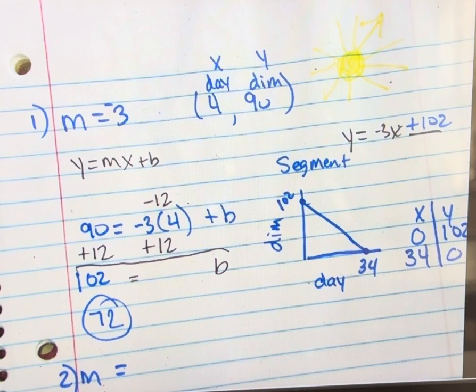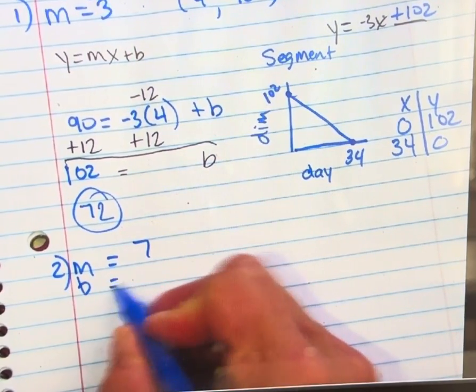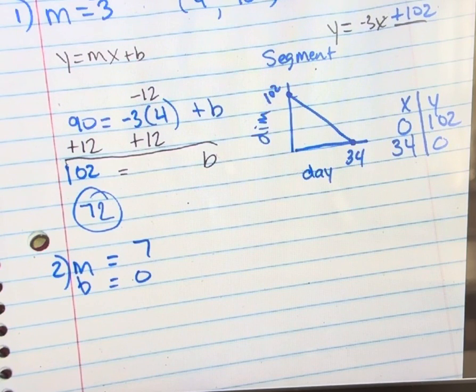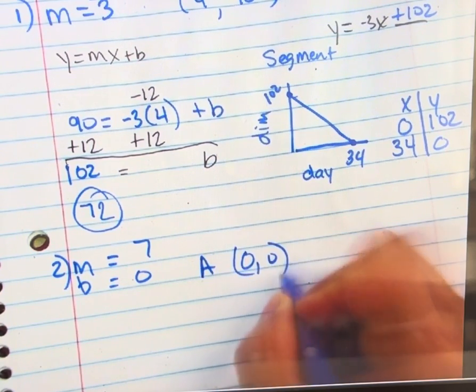So what is he getting every day or per day? 7. So 7's your slope, and what's your y-intercept? 0. So what would the coordinates of your y-intercept be? If your y is 0, what's x? 0. So then my answer for number 2 would be A, (0, 0).